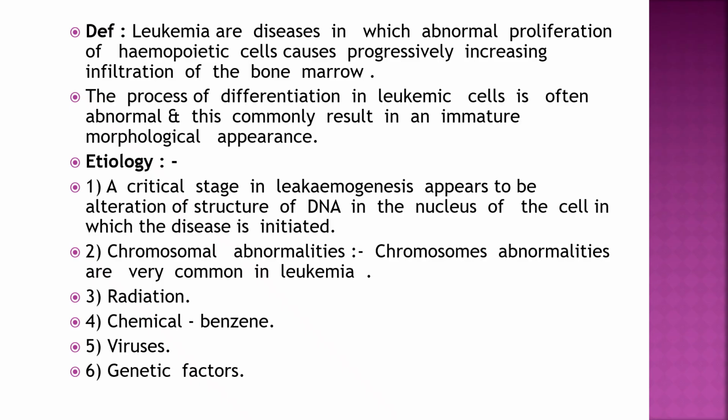Now we will see etiology. So what is the reason for that? It can be seen because of alteration of the structure of DNA in the nucleus, and chromosomal abnormalities, which are very common in leukemia, and because of radiation or chemicals like benzene, so people working in a benzene factory, or a few viruses which cause leukemia, and some genetic factors. So these are all the etiological factors which are responsible for leukemia.